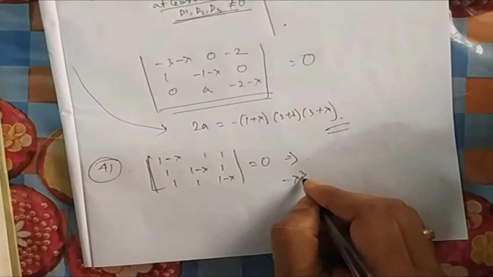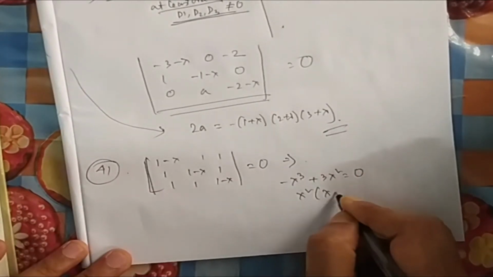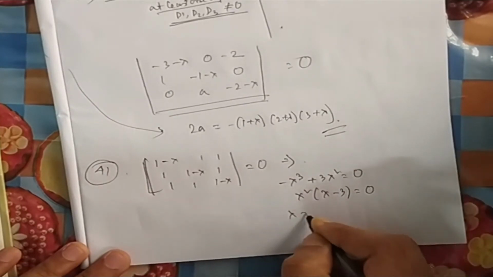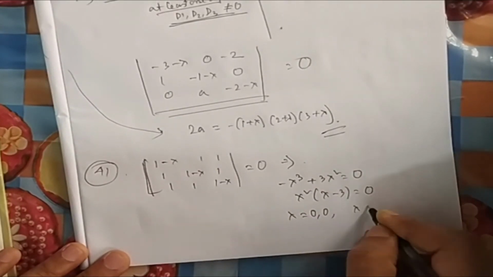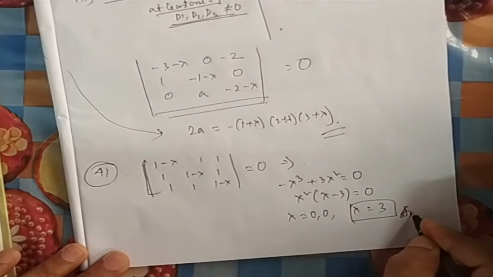If you solve it, it will be lambda cube minus 3 lambda square equal to 0. If you take lambda square common, then it is lambda minus 3 equal to 0. So lambda equal to 0, 0 or lambda equal to 3. They are asking for the non-zero eigenvalue, this is 3. So this is the answer.